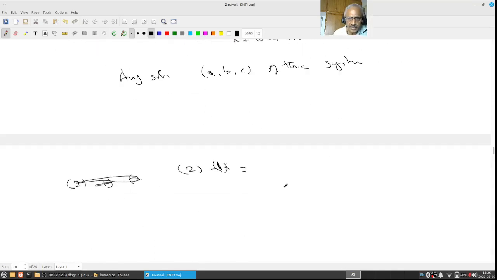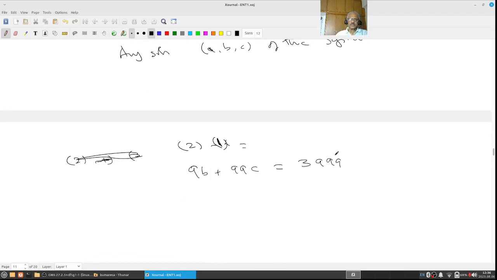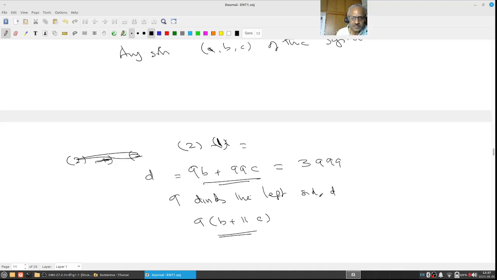And 100C minus C is 99C, right? Therefore, what do I get? I get 9B plus 99C equal to 3999. Is it okay? Now, what do I do? Now, you see that 9 divides the left side. That is 9 times B plus 11C. Therefore, call this number D, then 9 divides D, because I can write D as 9 times B plus 11C. Remember, B and C are integers.